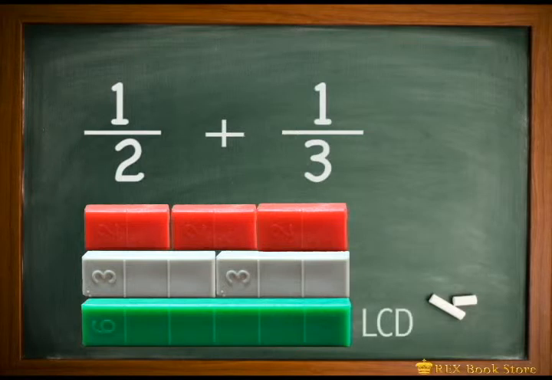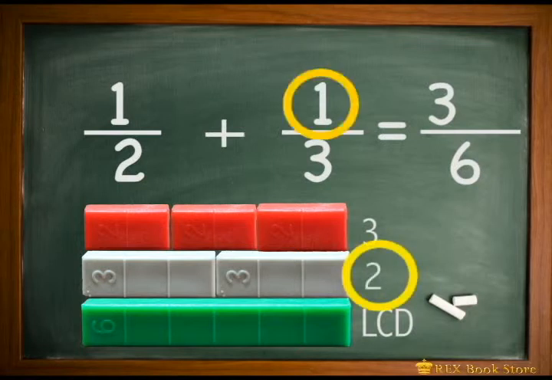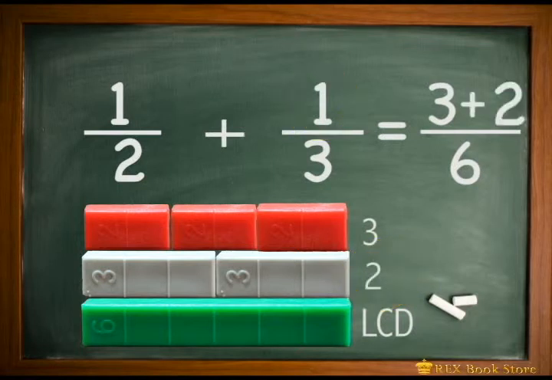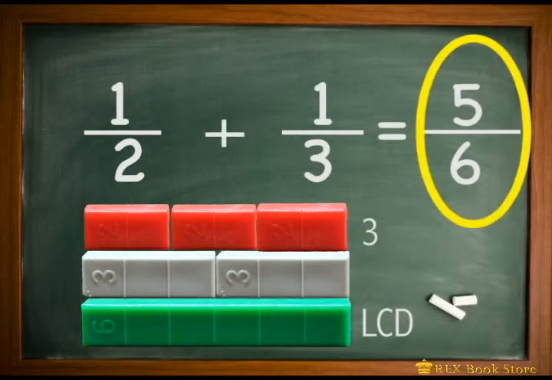We're almost there. Now, we need to figure out the numerator. We go back to our blocks. How many sets of 2 are there? We have 3 sets of 2's. So 3 times 1 is 3. How many sets of gray bars are here? 2 times 1 is 2. Lastly, we add the numerators. 3 plus 2 is 5. 5 over 6.